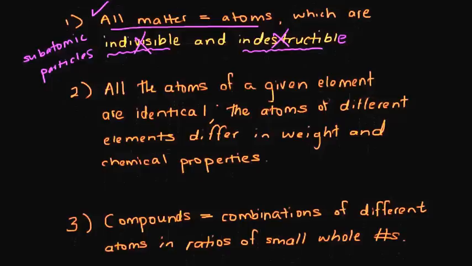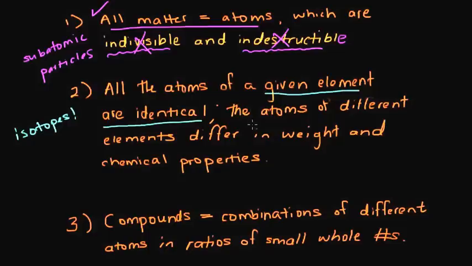Alrighty, so pretty close. Number 2, all the atoms of a given element are identical. The atoms of different elements differ in weight and chemical properties. Well, if you've watched the video on atomic structure, you know that this bit about all atoms of a given element being identical is not exactly true because we know about things called isotopes. Isotopes are atoms with the same number of protons, so the same element, but different numbers of neutrons. And so that means they're going to be slightly different from each other, two isotopes of the same element, with slightly different chemical properties, but pretty much the same, but not exactly identical.